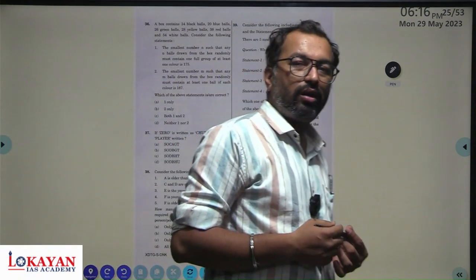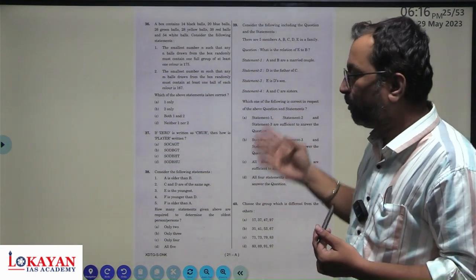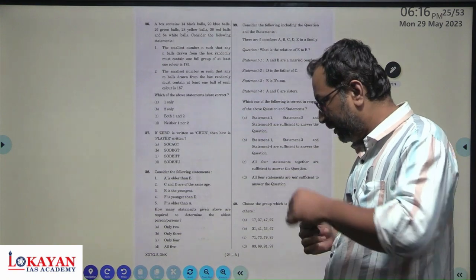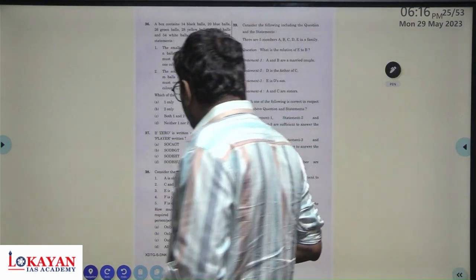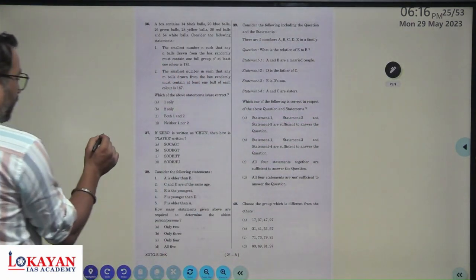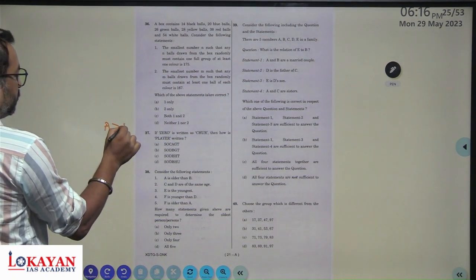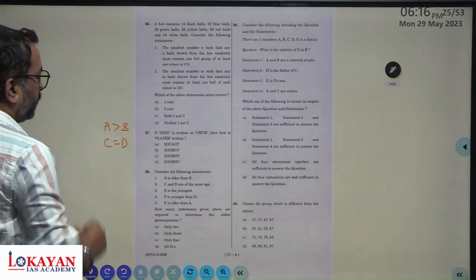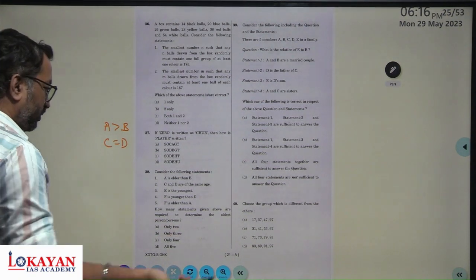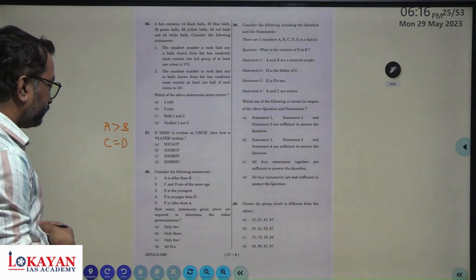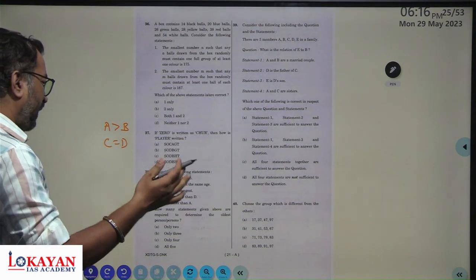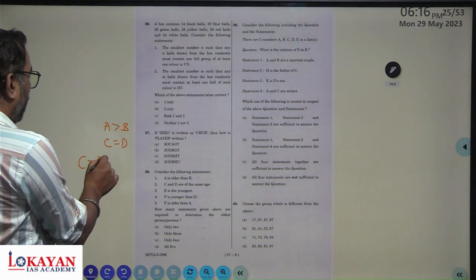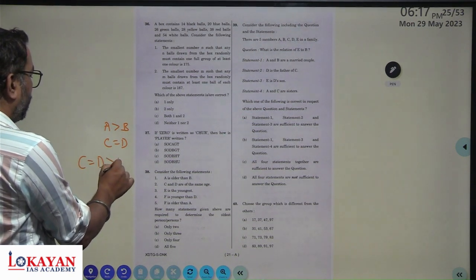Now, it's a question like a GS question. How many of the above statements are required, they say. Let's check. A is older than B. So A is older than B. C and D are of the same age. E is the youngest. Let's put it afterwards. F is younger than D. Now C is equal to D and F is younger than D. Right?